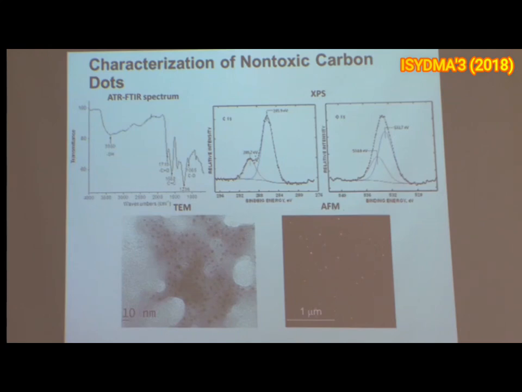Second, what is the thickness? We use two methodologies, transmission electron microscopy and atomic force microscopy. For this particle, we're using the carbon black. We have seen that the size of the particle is 4 nanometer, and they are spherical particles.